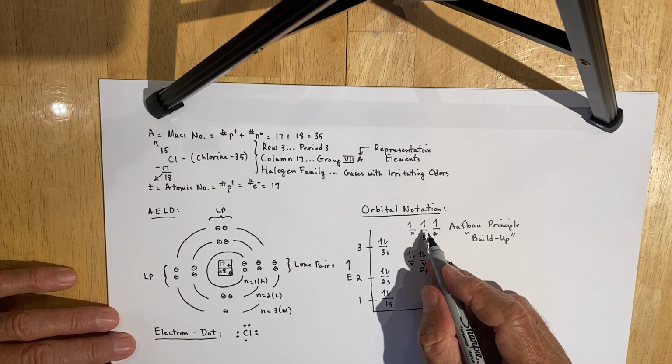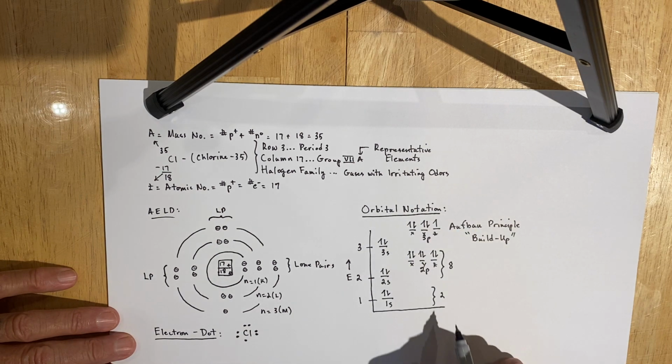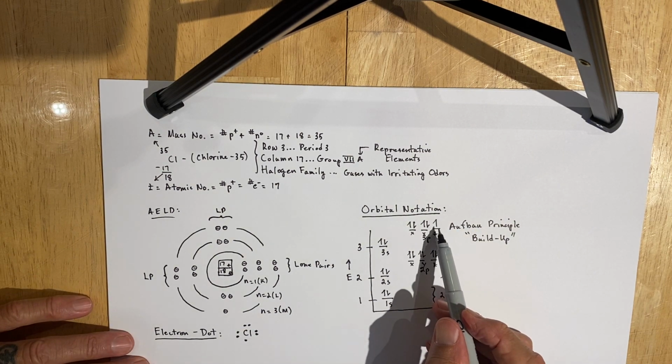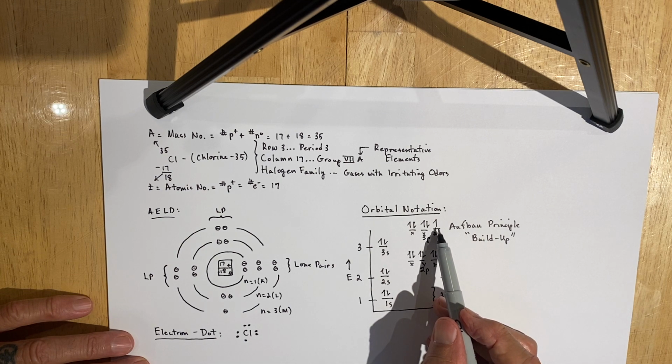So by Hund's rule, each orbital in a sublevel gets 1 electron before you pair them up. And you can clearly see that there are 7 valence electrons in the 3p sublevel, 3 of which are lone pairs and 1 of which is unpaired.